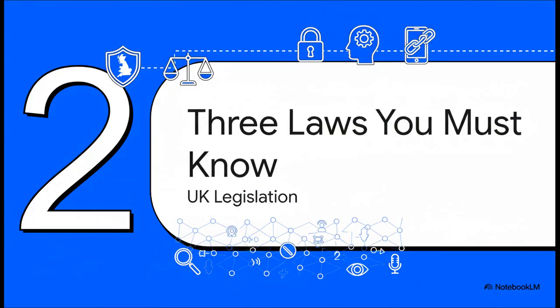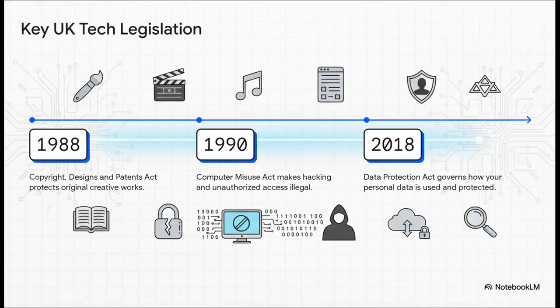Okay, so we've got a handle on the issues. Now let's look at how society has tried to respond. For your exam, you absolutely have to know 3 key bits of UK law that were created to manage these impacts. So let's break them down. And here they are on a timeline. You've got the Copyright, Designs, and Patents Act from way back in 1988, then the Computer Misuse Act from 1990, and the much more recent Data Protection Act from 2018.